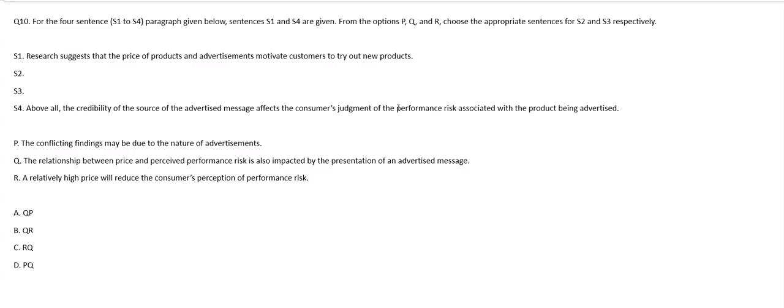The performance risk is nothing but how the product is advertised and how it is actually working. That is called performance risk. If you see the first and fourth sentences, the first sentence is telling the impact of price of products and advertisements, and the fourth sentence is telling about the credibility of advertised messages and the performance risks. Now, let's see the options.